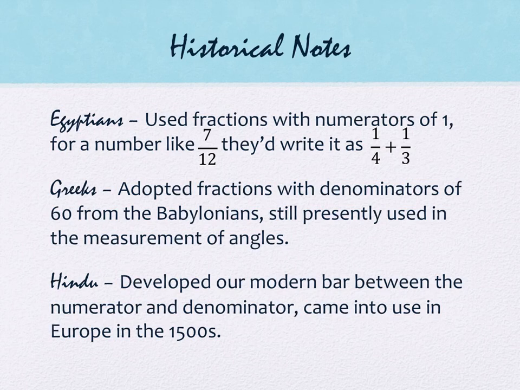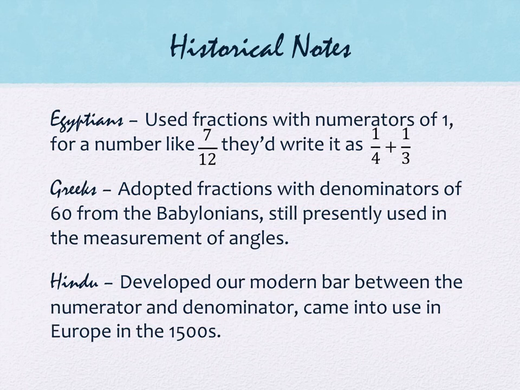The Greeks adopted fractions with denominators of 60 from the Babylonians. This idea is still presently used in measurements of angles. So we see these ideas of 360 degrees in a circle and things like that present from that. And then the Hindu are the ones who actually developed our modern bar between the numerator and denominator. And that actually came into use in Europe in the 1500s. So fractions are really old. They've been utilized for a very long time.